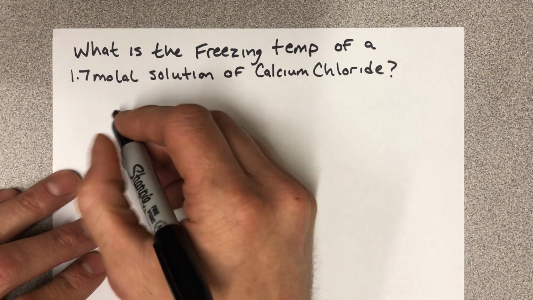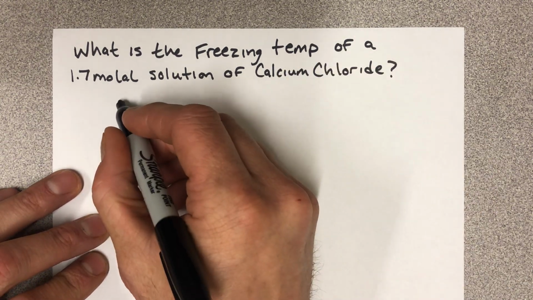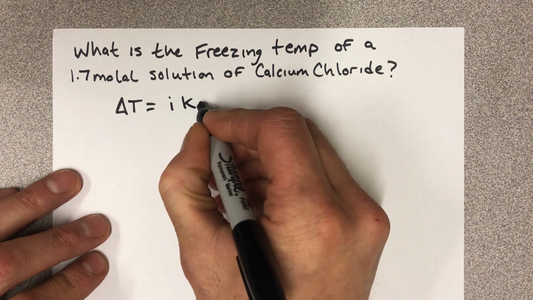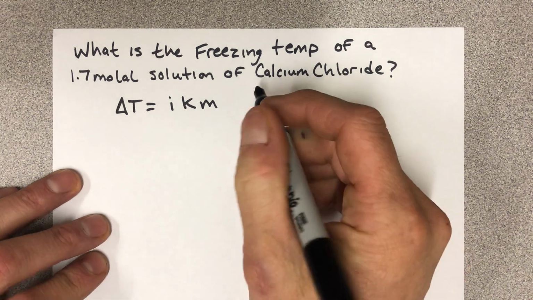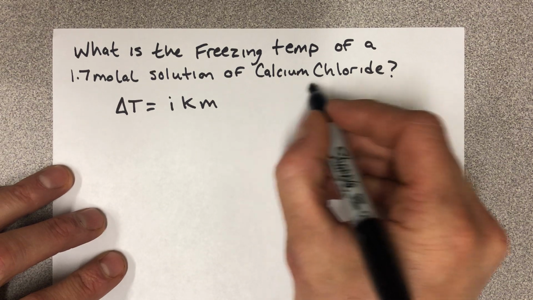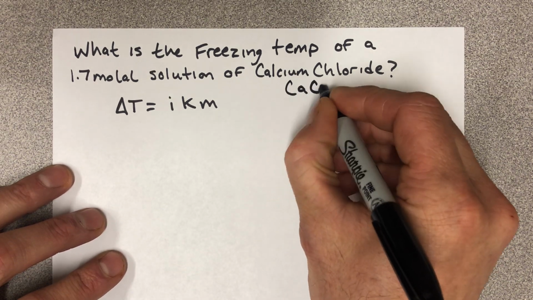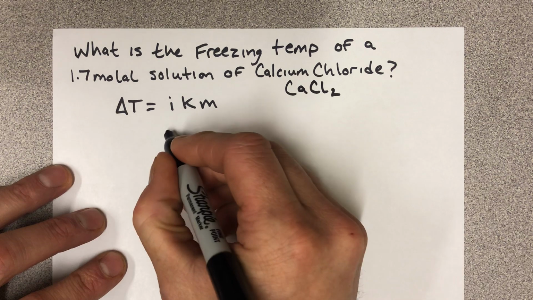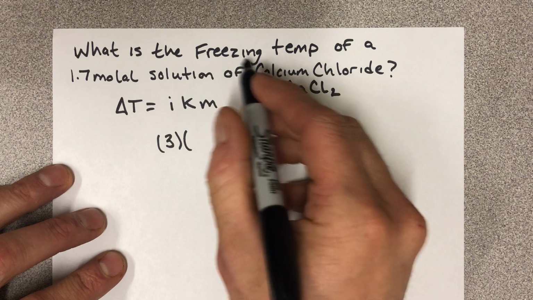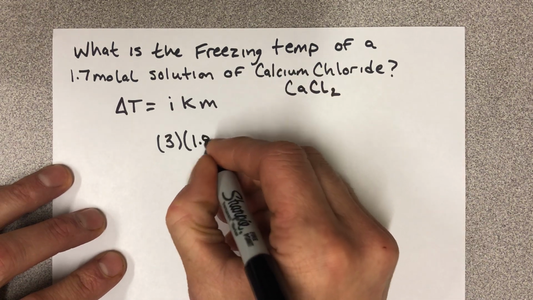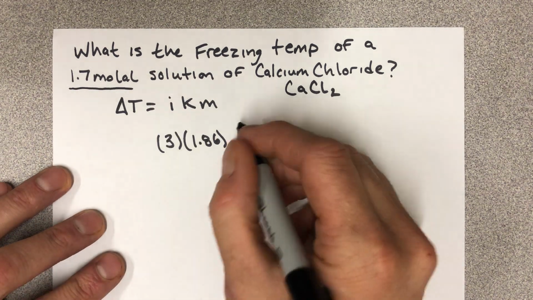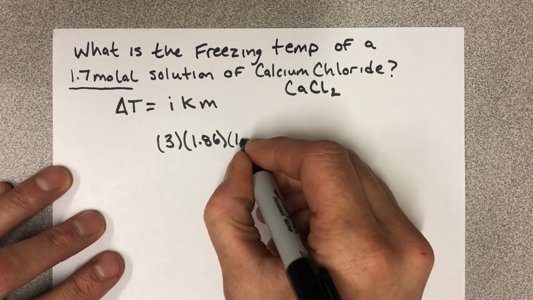Okay, so let's start with our equation and we can see what it is that we have. So our equation is delta T equals I times K times M. All right, so let's try to think what it is we have. So starting with I, which is based on the solute calcium chloride, CaCl2, that has a Van Hoff number of 3. We always have K. For a freezing temperature question, it's 1.86. And we've been given the molality of the solution here, which is really nice, and that's 1.7.